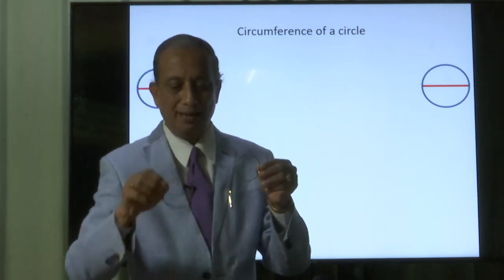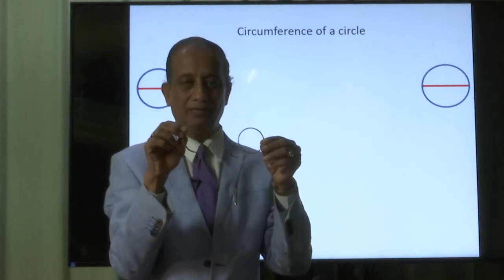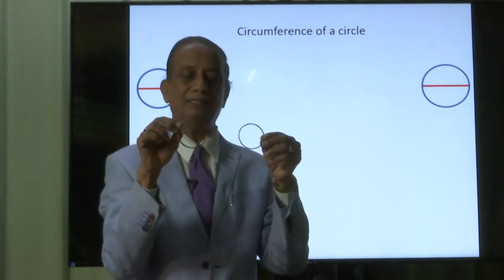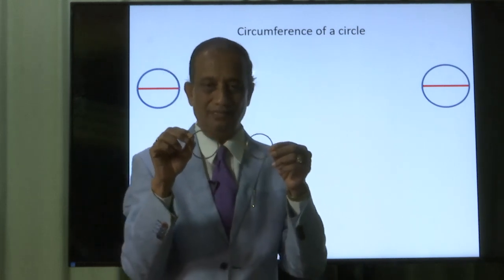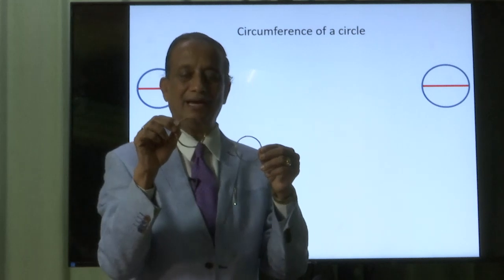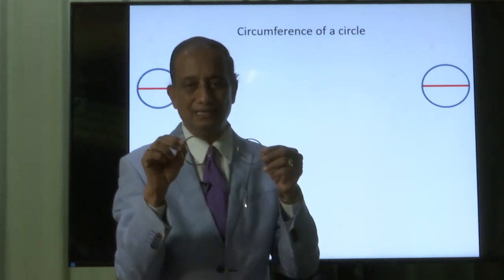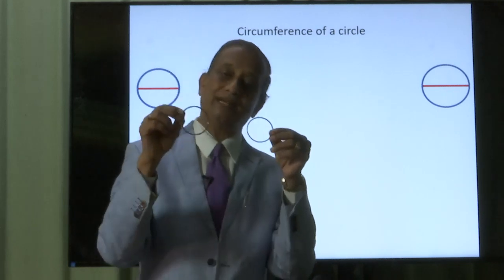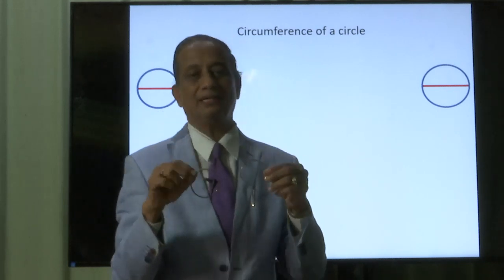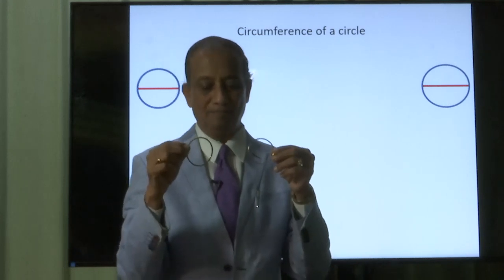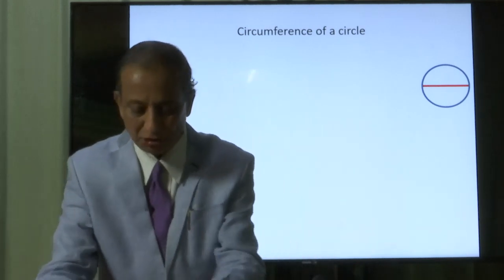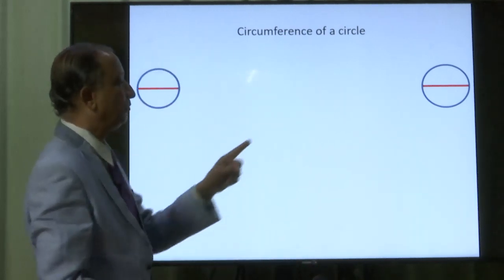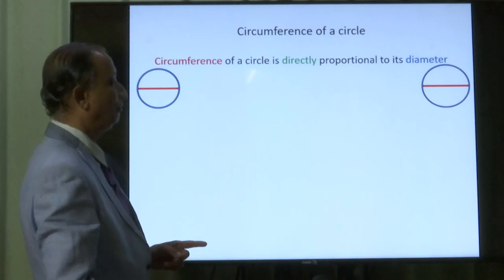There is another bangle here, which is a little bigger. Compare the diameter of these two bangles and their respective circumferences. You can see that as the diameter increases, the circumference also increases, and as the diameter decreases, the circumference also decreases. This is one important relationship that we can understand from these two figures.